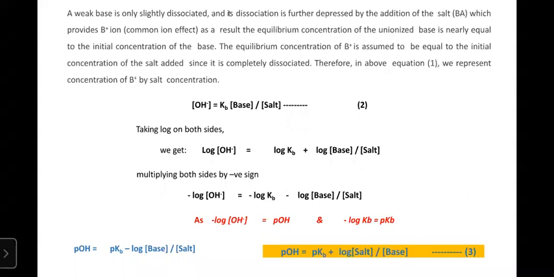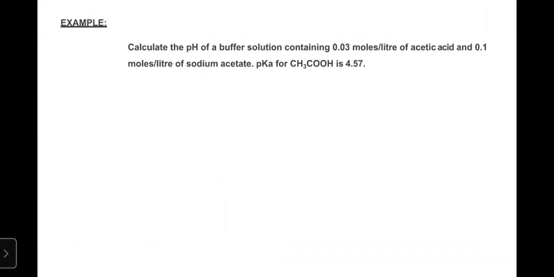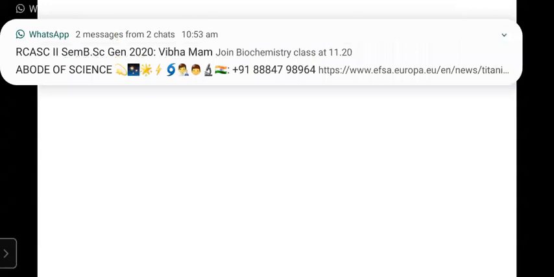Okay, so now we are going to discuss some problems related to this equation. Firstly, we consider a simple problem. Calculate the pH of a buffer solution containing 0.03 moles per liter of acetic acid and 0.1 moles per liter of sodium acetate. Here pKa for acetic acid is given, that is 4.57. Can you see my screen?